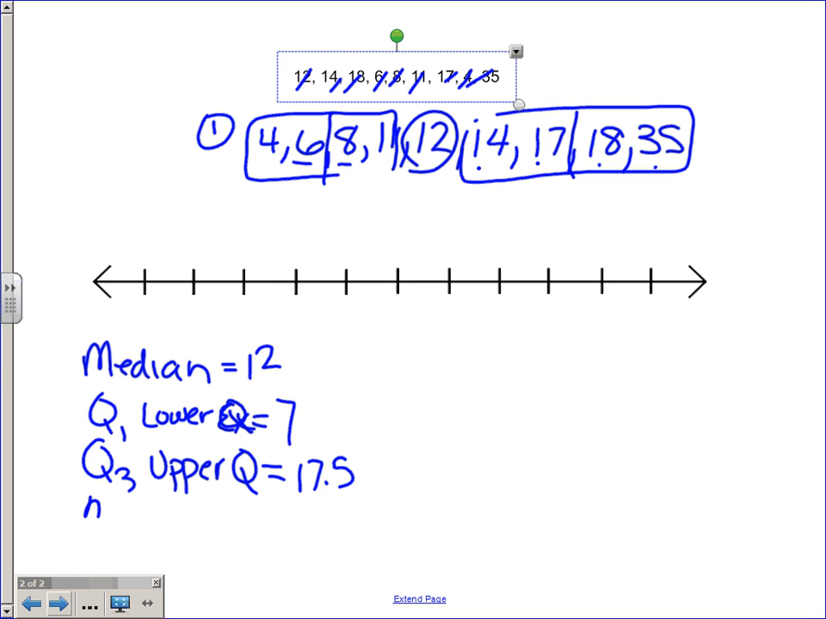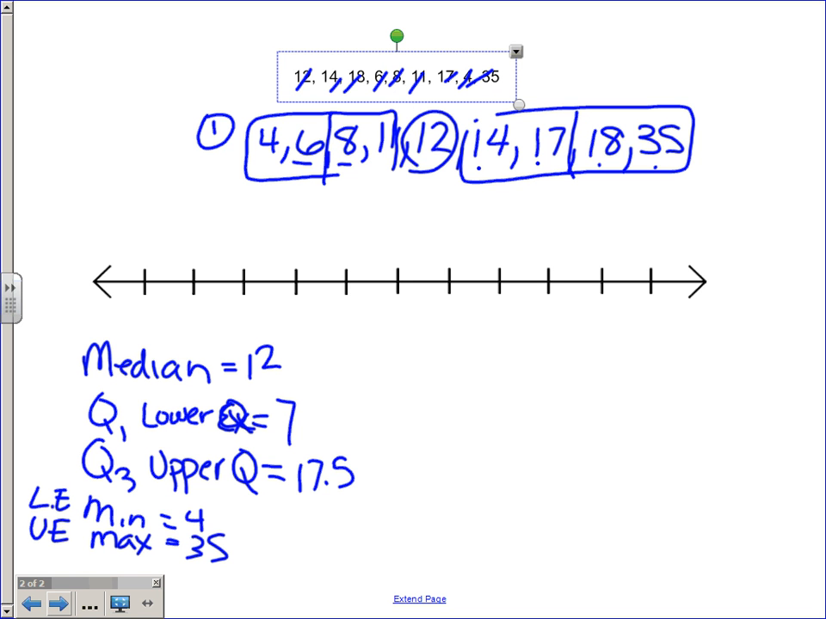My min is 4, and this would be my lower extreme. My upper extreme, my max, is 35. But I'm going to hold on a minute, because when I look at that, 35 looks really high. And I really need to determine if it is an outlier.